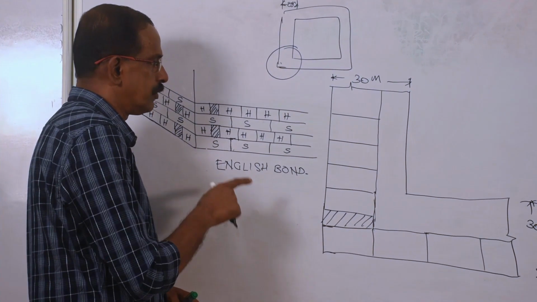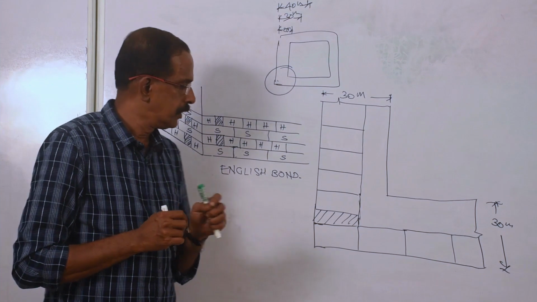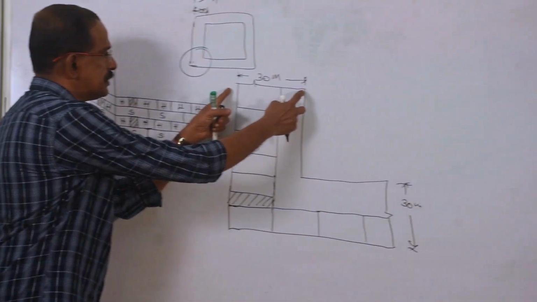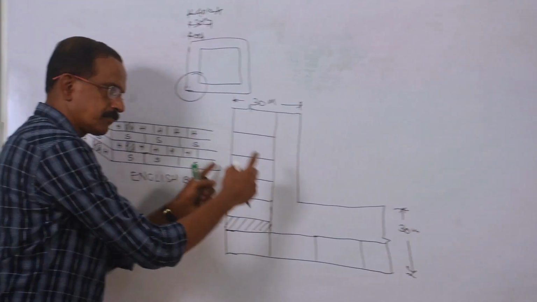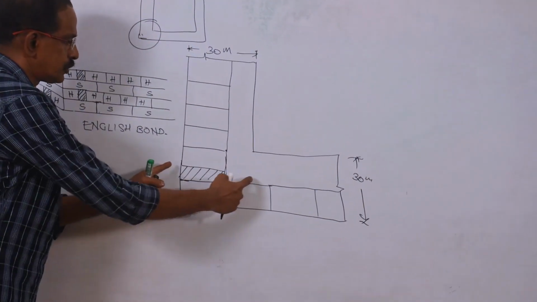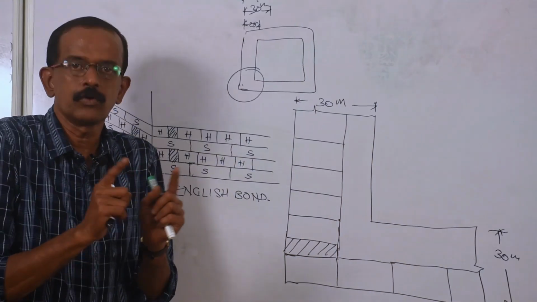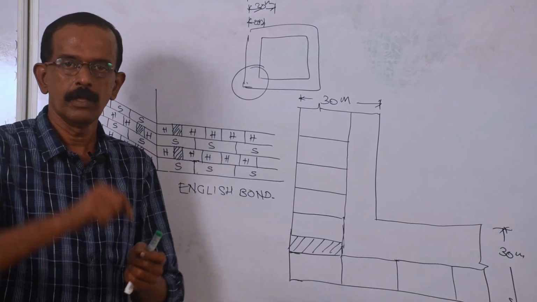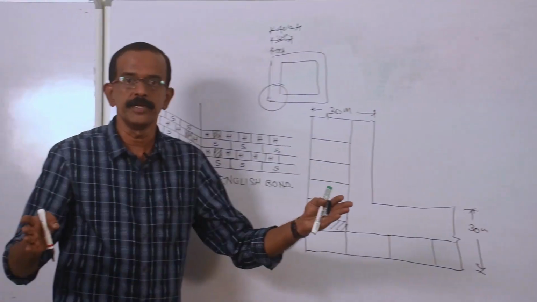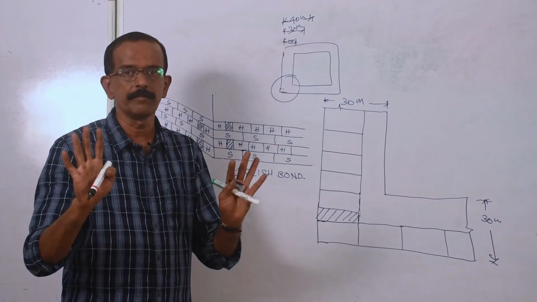Now, in English bond, you remember like this so that you won't commit any mistake. In English bond, if the width is 20 centimeter, keep the Q enclosure for 20 centimeter. If the width is 30 centimeter, keep the Q enclosure for 30 centimeter. If the width is 40 centimeter, keep the Q enclosure for 40 centimeter. If the width is 100 centimeter, keep the Q enclosure for 100 centimeter. That should be your second step. Then you won't commit any mistake.